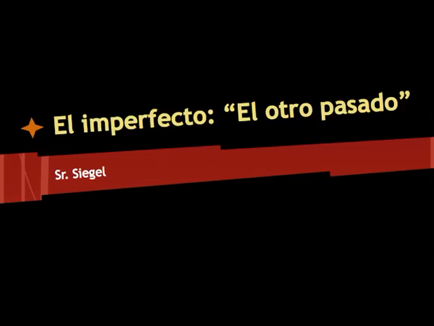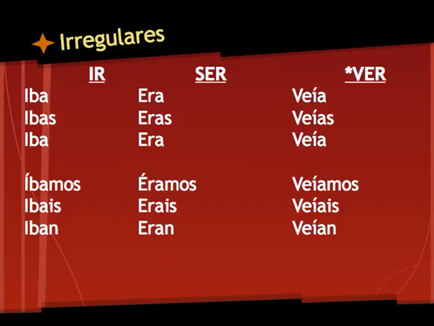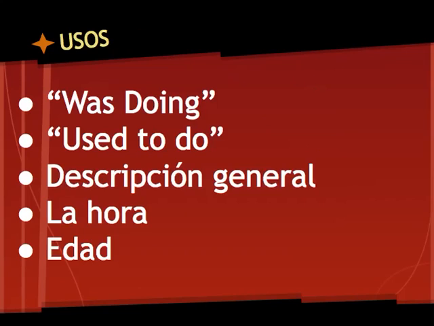Okay, so if nothing else, we'll get the conjugation down. Regular AR verbs: aba, abas, aba, abamos, abais, aban. Then ER-IR verbs: ia, ias, ia, íamos, iais, ian. Then irregulars: ir, ser, y ver. Iba, ibas, iba, íbamos, ibais, iban. Please pause wherever you need. Era, eras, era, éramos, erais, eran for ser. Veía, veías, veía, veíamos, veíais, veían. And then lastly, what you were doing, what you used to do, general description, the time, and also your age in the past. So, this is the imperfecto.